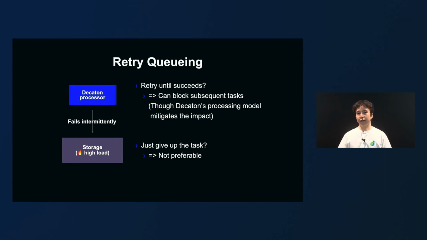Another feature to introduce is retry queuing. In some cases, such as when the downstream DB access from the task processor becomes temporarily overloaded, access may intermittently fail. If you retry the process until you succeed, you may block the subsequent task processing, although the impact is mitigated thanks to Decaton's processing model. Also, it is, of course, undesirable to throw away a failed task.